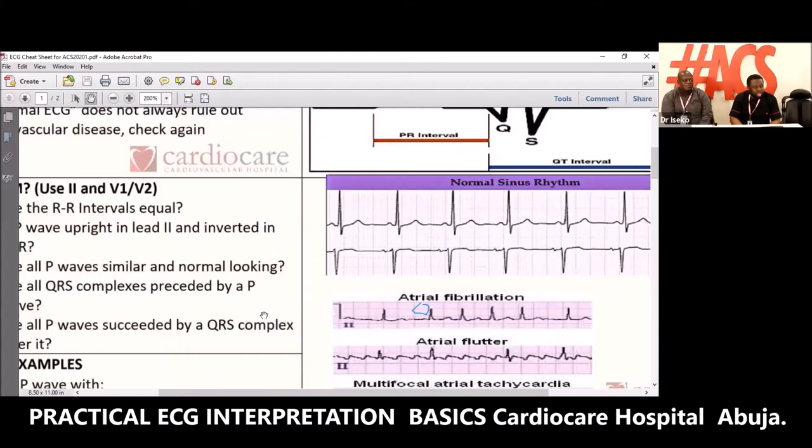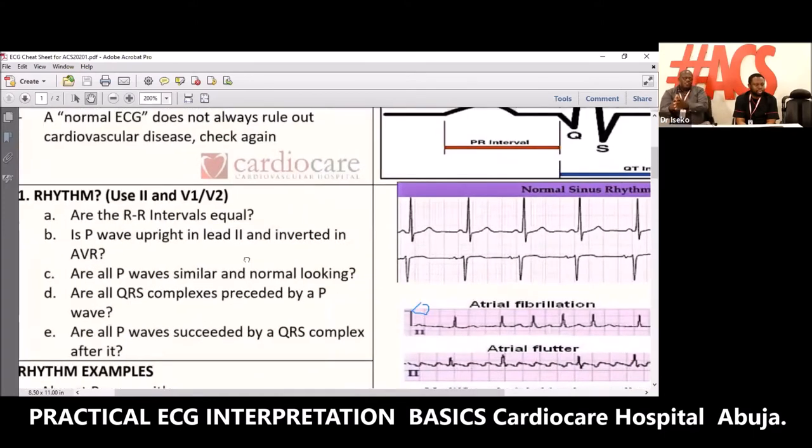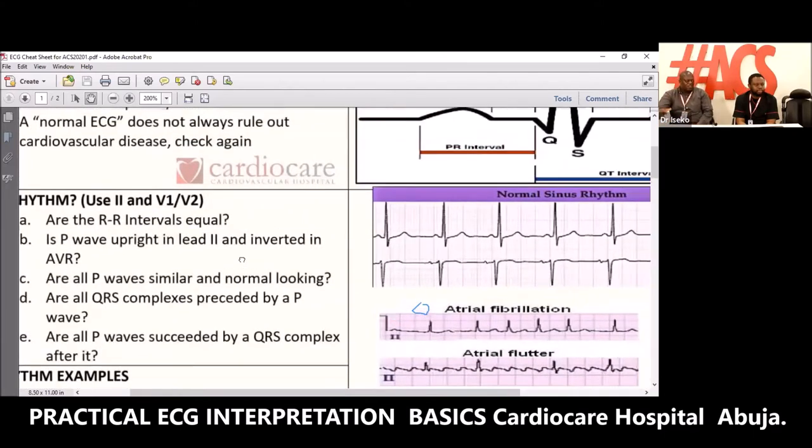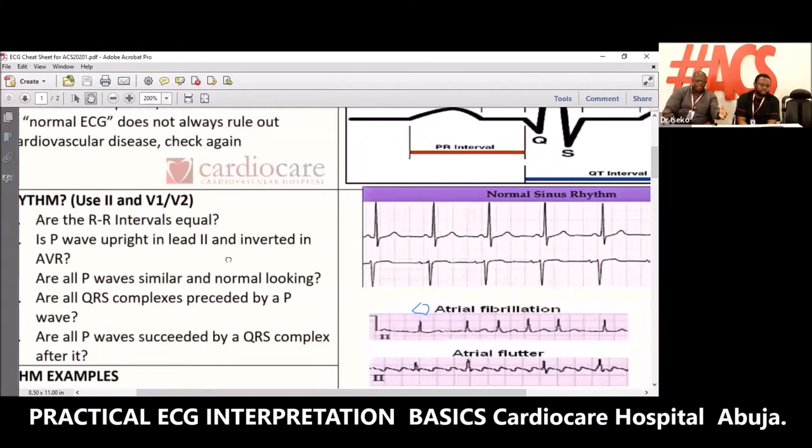Then the next question is, for every P wave you are seeing, is there a QRS after it? And every QRS you are seeing, is there a P wave before it? Let me add one before you finish. Go ahead. Then, is the rate normal? Exactly. Because you can have a normal sinus rhythm, and at the same time you can have a sinus tachycardia or a sinus bradycardia. Exactly.